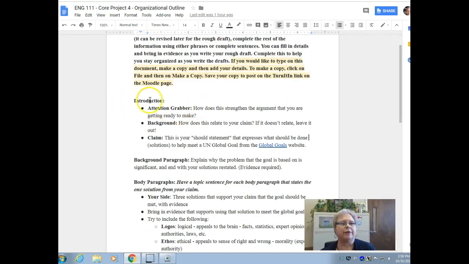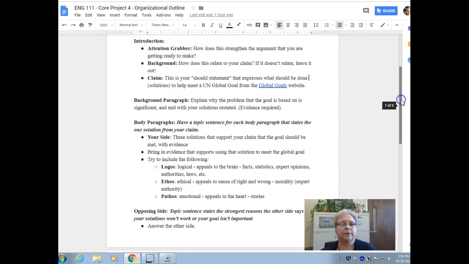And what you'd have is introduction like this, and then you'd have your introduction paragraph written in there. Then background paragraph, explain why the problem that the goal is based on is significant, and end that with your solutions restated. When you're writing out that background information, this is what you need to include in that.